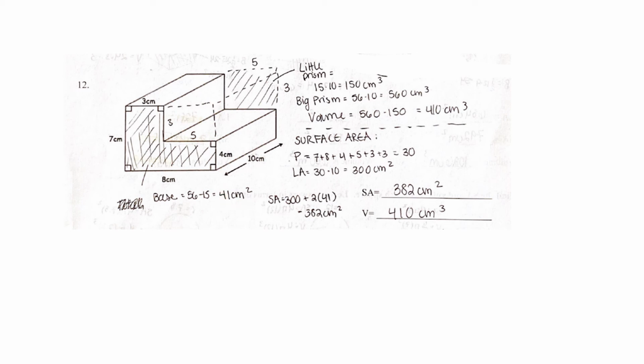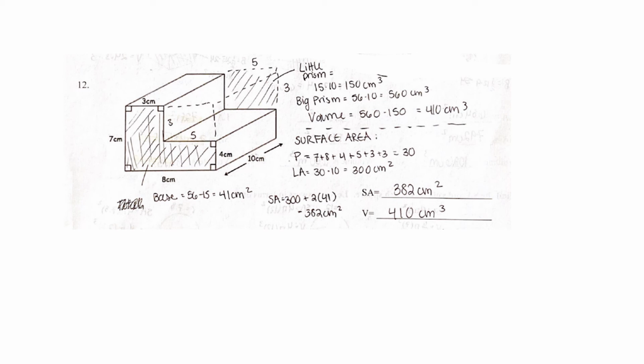But you could also have found, like, this is 3 by 7, right? This rectangle right here. And then this rectangle right here is 4 by 5, so that would be like 21 plus 20, which is still 41, right? So there's a lot of different ways to find this base. Once you find the base of 41, then you can just say, okay, the surface area is lateral area, 300 plus 2 times the base, so 382 centimeters squared.